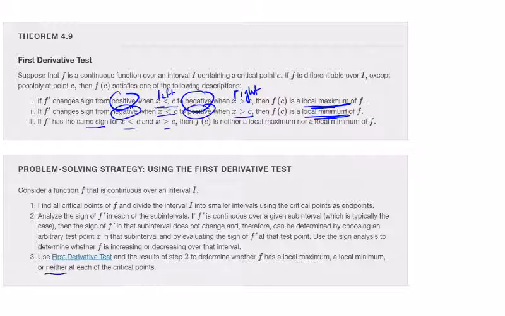Okay, and it's just a matter of plugging in values in each interval and figuring out if the derivative is positive or negative in each interval, and then determining what it is on either side. And then you can know if it's going up and coming down. That's like a peak, right? Up on the left, down on the right, is a maximum. If it's going down on the left, up on the right, then it's a minimum.